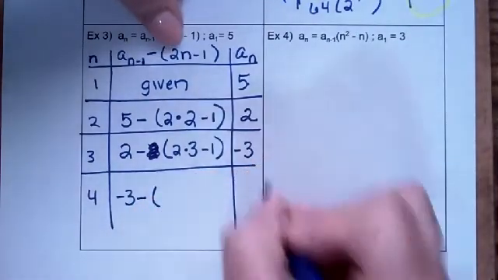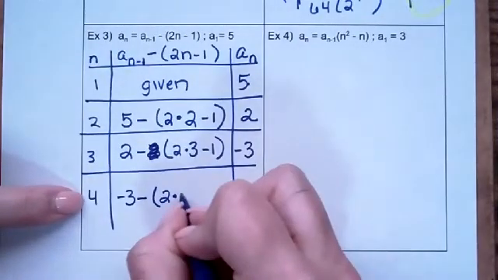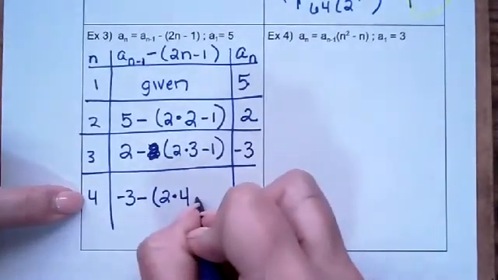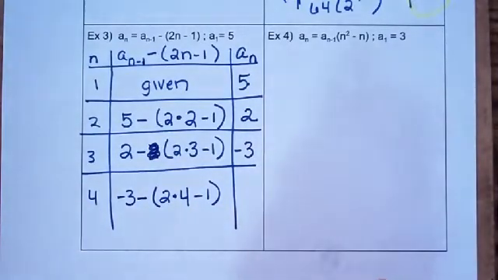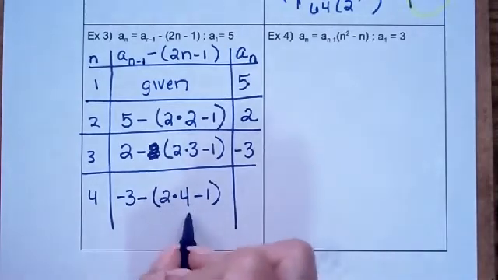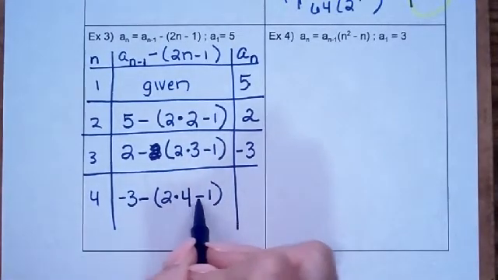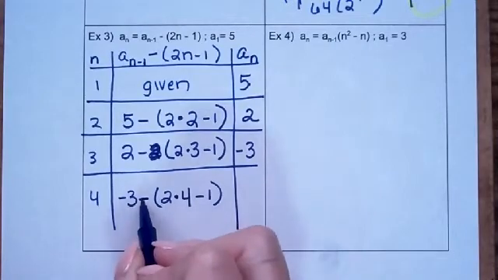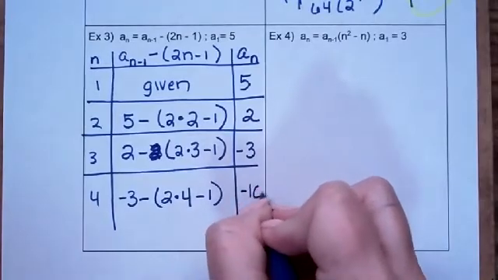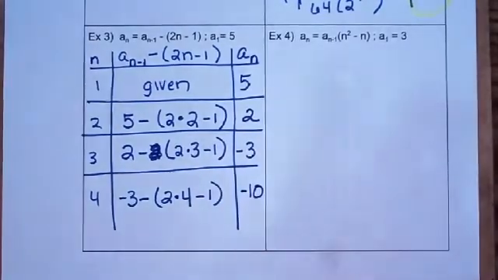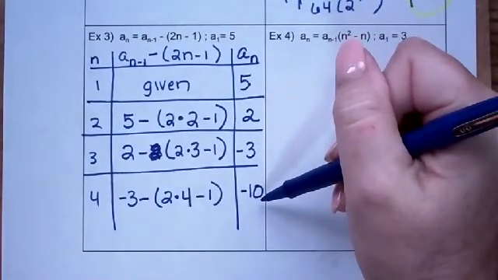Now, 2 times n, which is 4 minus 1. So -3 minus 2 times 4 minus 1. Well, that's 8 minus 1, which is 7. So -3 minus 7 is going to be -10. Now, again, if I look, I don't see that I'm straight adding or subtracting the same amount each time.